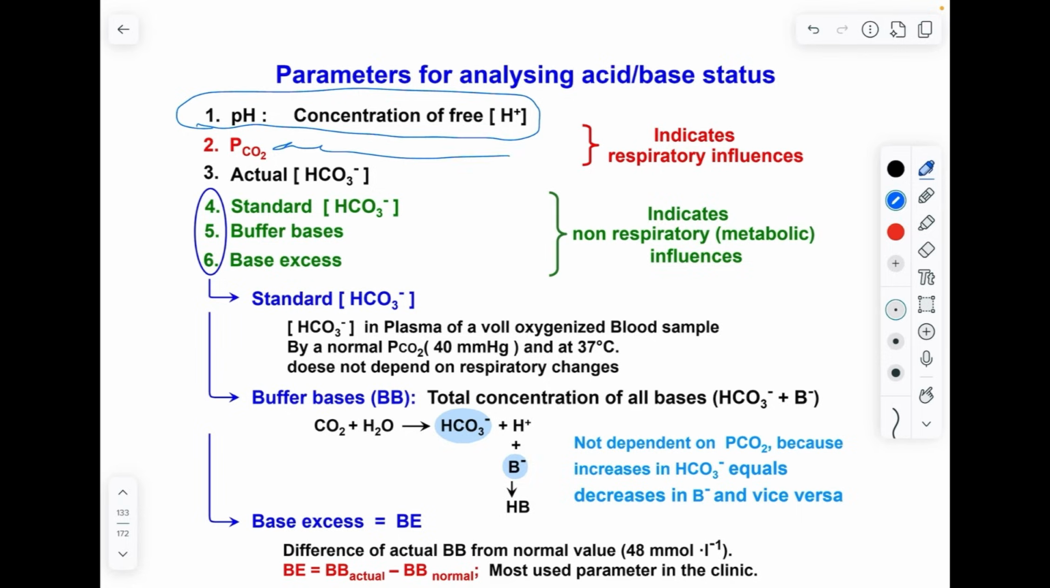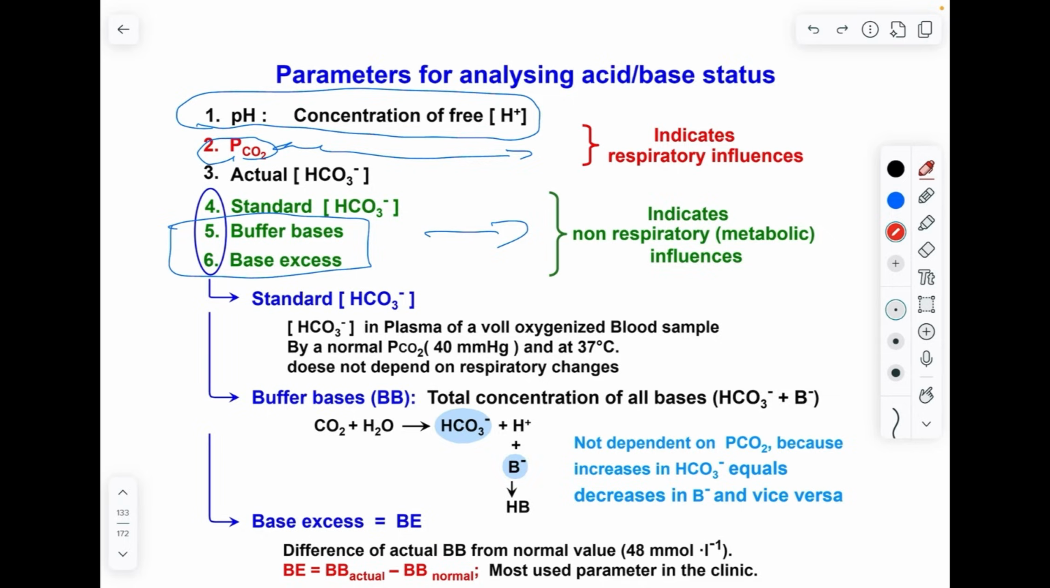We need one parameter for respiratory and one parameter for non-respiratory. Okay? Now, the parameter for respiratory is the partial pressure of CO2, because it's all affected by respiratory problems. And the non-respiratory tests are these 3. I want you guys to focus with these 2. Now, this test, actual bicarbonate, is not important. It doesn't actually tell you whether it was respiratory or metabolic.